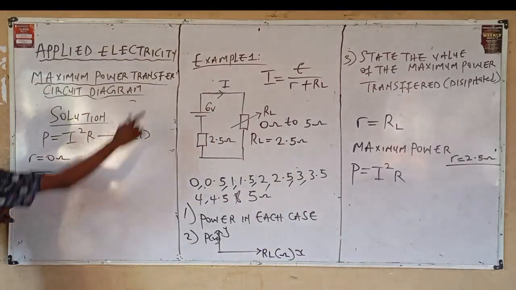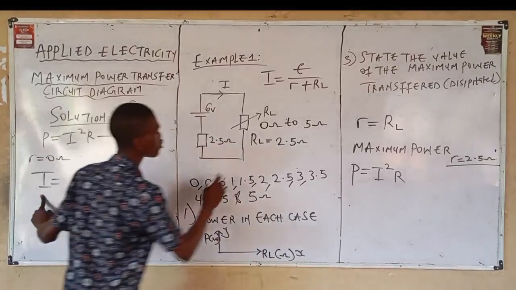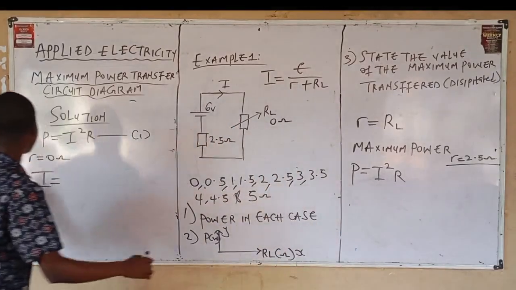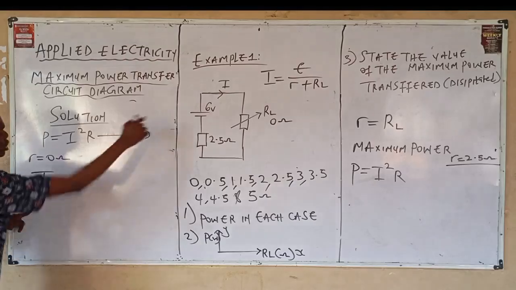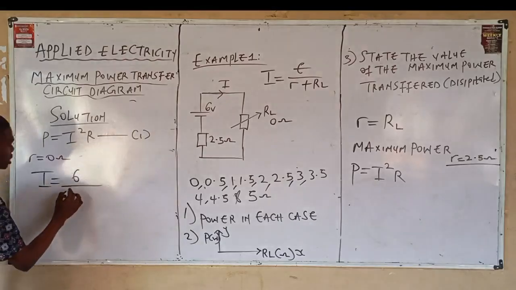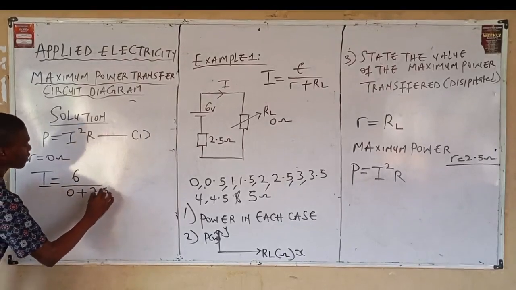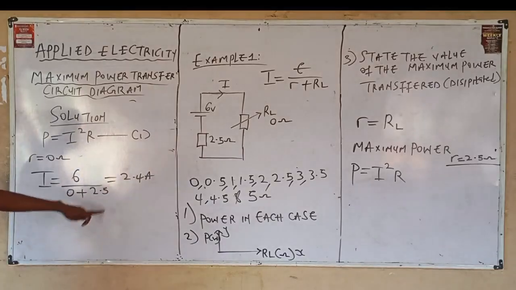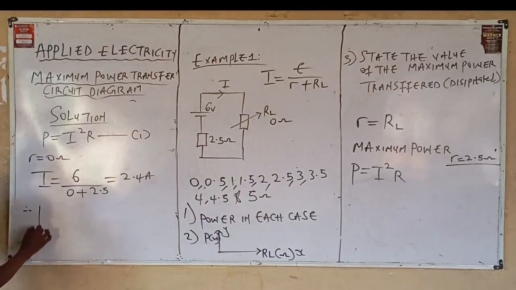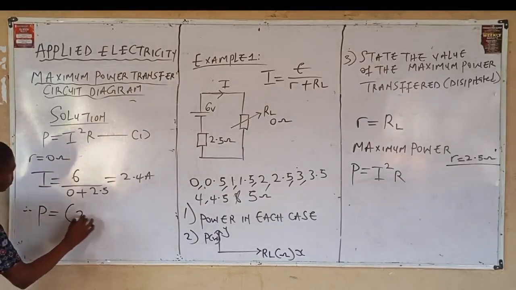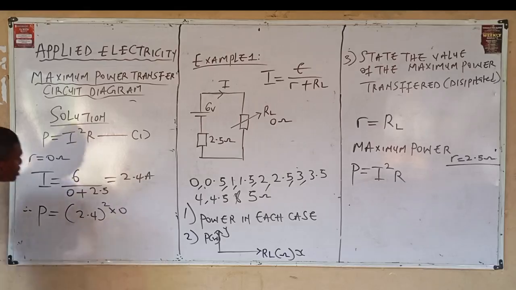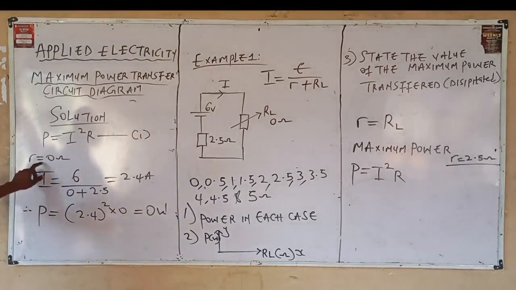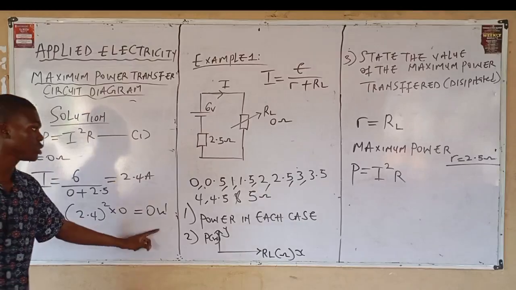Implementing that formula, drawing your diagram, you have 0 ohms. Meaning I is equal to E, 6, divided by 0 plus 2.5, and this will give you 2.4 amperes. 6 divided by 2.5, you have 2.4. Meaning your power from equation 1 becomes 2.4 squared multiplied by 0, which is equal to 0 watts. So when R is equal to 0 ohms, we've calculated the power transfer, which is 0 watts.